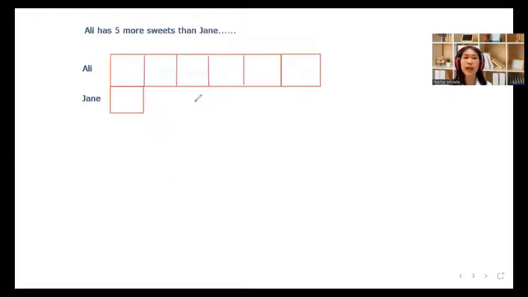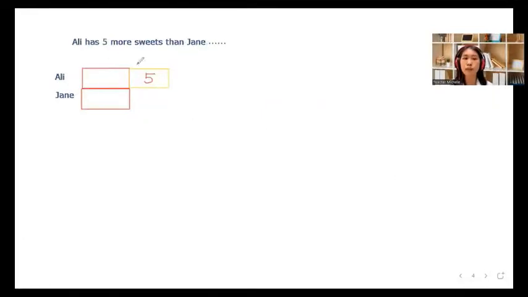I have this question: Ali has 5 more sweets than Jane. Some students will draw one block for Jane, and because 5 more, they draw 6 blocks for Ali. This is not correct, because 5 more doesn't mean that there are 5 blocks. The more correct way is to draw them in one block.